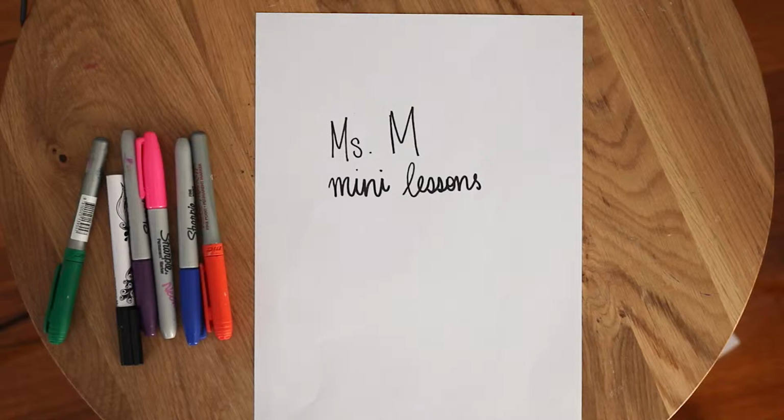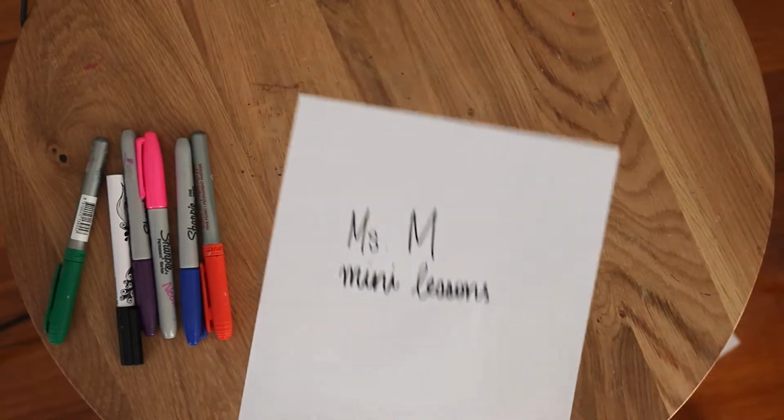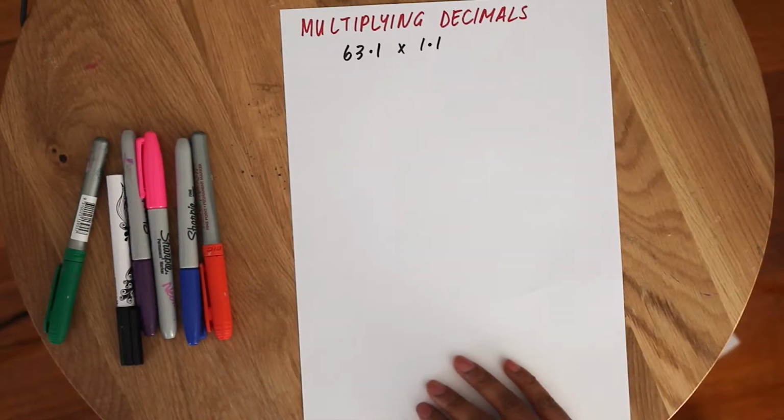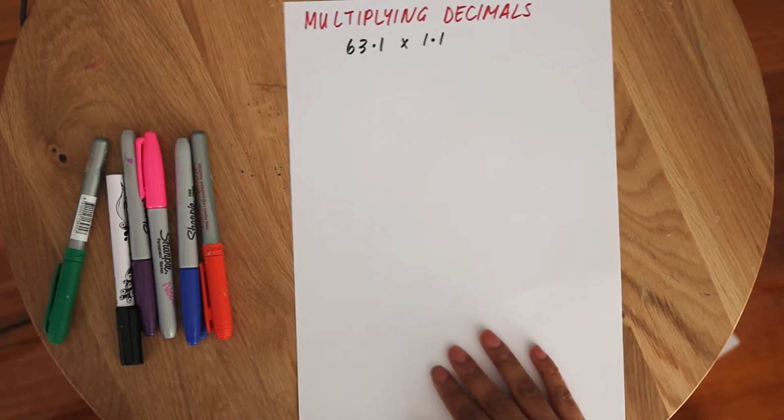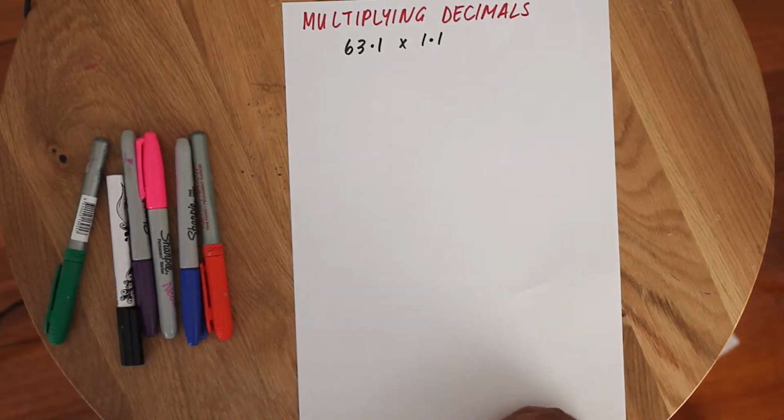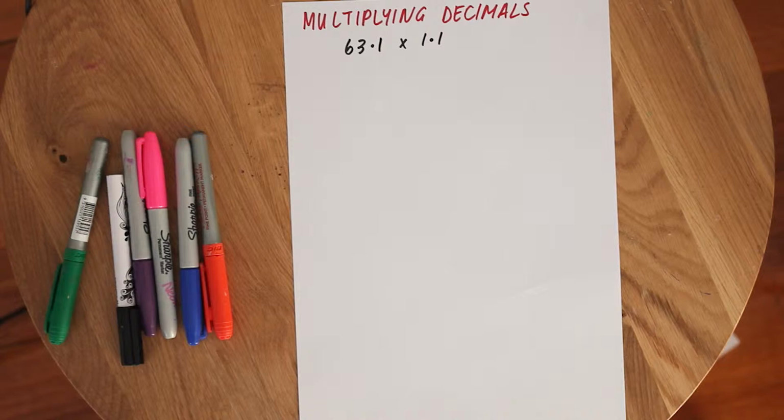Today we will be looking at multiplying decimals. When we're multiplying decimals it's a little bit trickier. There's a couple of added extra steps that you will need to do to make sure that you don't make any errors, and we're going to go through that now.